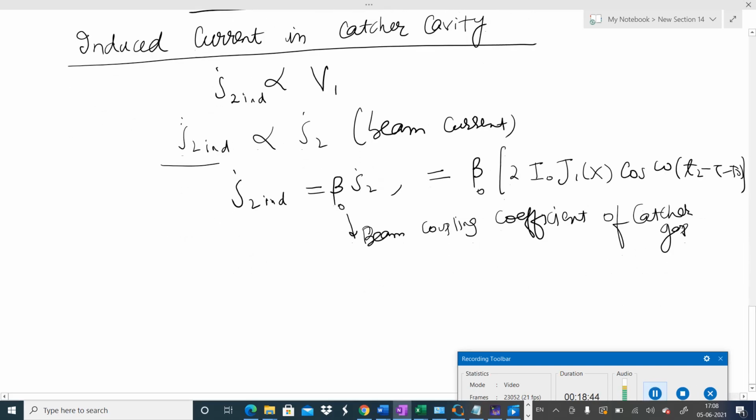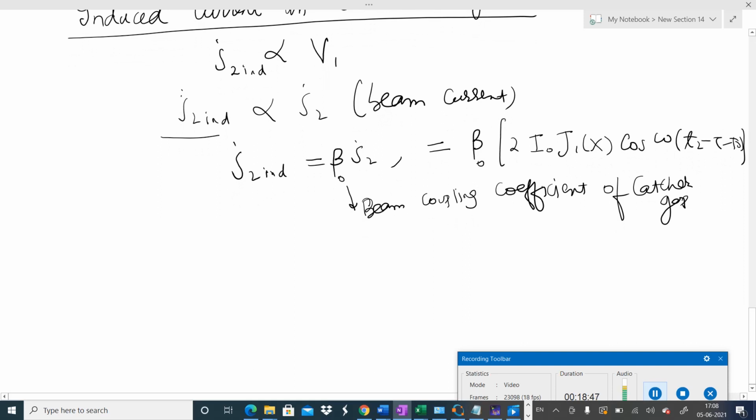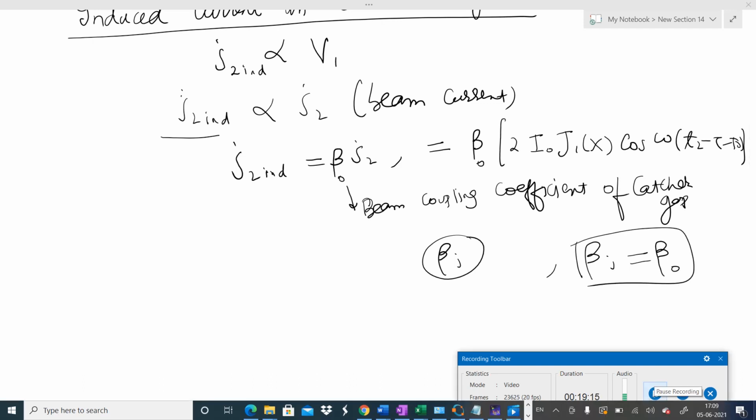If beta naught is 1, it means there is the best coupling: the induced current is exactly the same as the beam current, but it will usually be less than 1. If it is very small, then coupling is weak. This is analogous to beta i, the coupling factor for the buncher gap, and if the buncher cavity and catcher cavity are the same, they will be equal. So this is the time variation of the induced current.